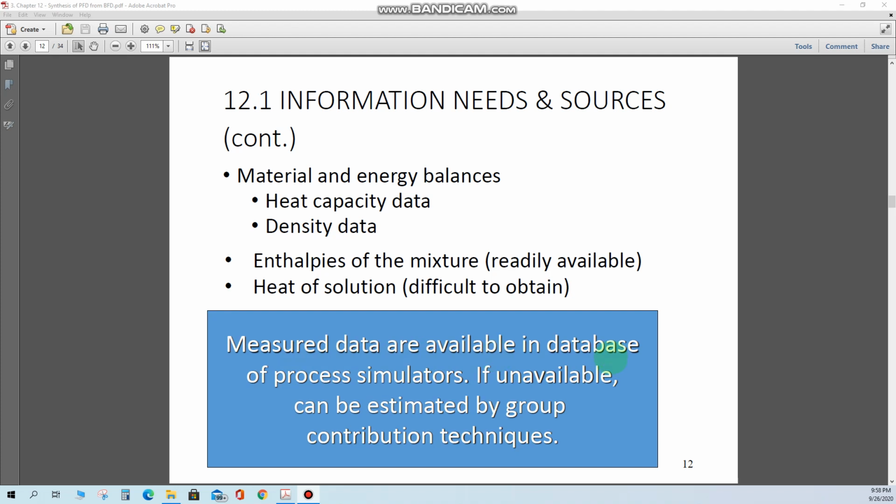Measured data are available in database of process simulators. If unavailable, can be estimated by group contribution techniques. Okay, now this physical property data is usually available in the literature, or you can have this kind of information from the process simulators like Aspen Plus and Aspen HYSYS. And if that information is not available, then you can use some other techniques, group contribution techniques, to get the value for those unknown physical properties. Okay, so parameter calculation is one of the techniques that we can use in the process simulators to get the value for the unknown physical property. Okay.